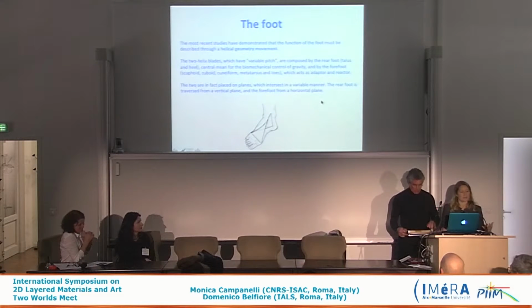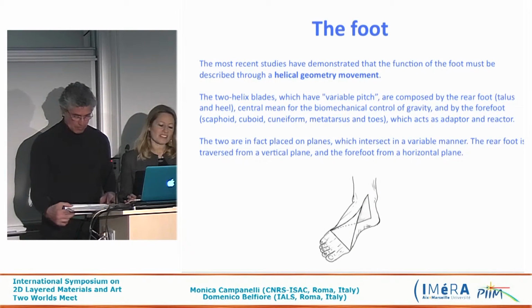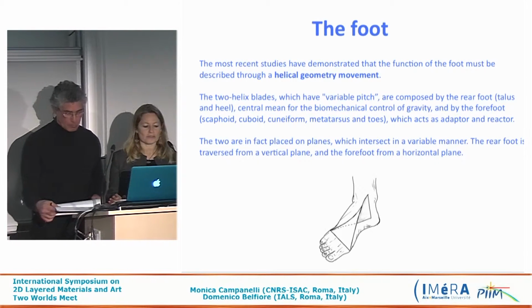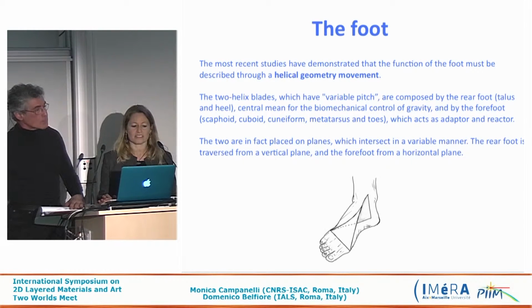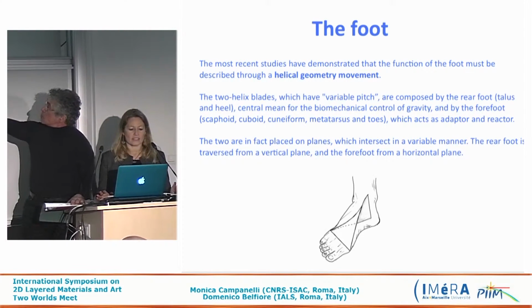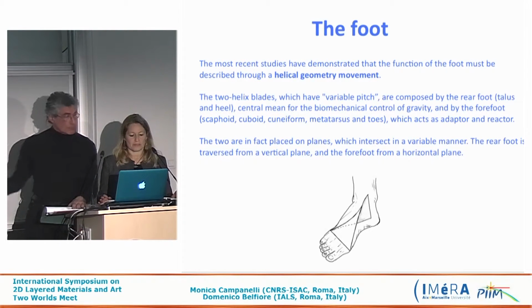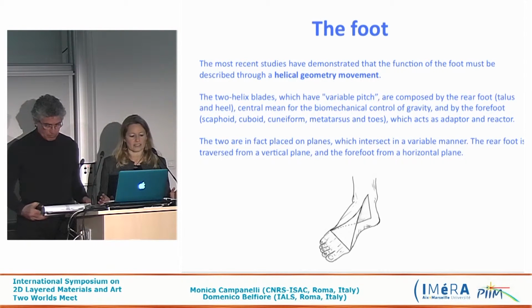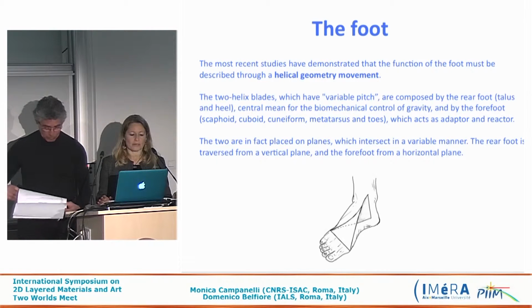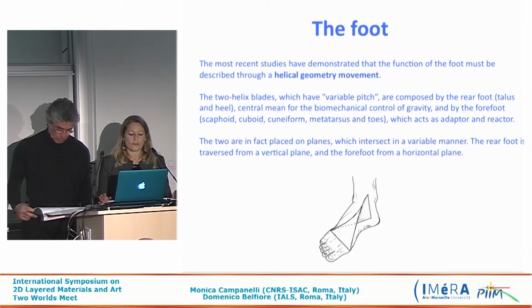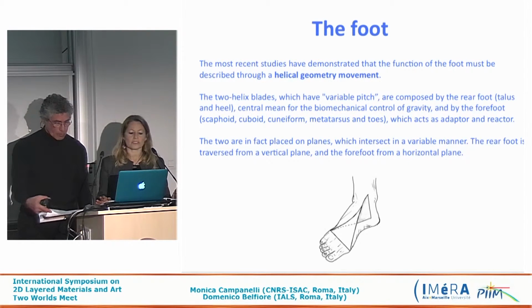Now, another important part for ballet is the foot. The most recent studies have demonstrated that the function of the foot must be described through a helical geometrical movement. The two helix blades, which have a variable pitch, are composed by the rear foot, that is talus and heel, which is also the central mean for the biomechanical control of gravity, and the forefoot, scaphoid, cuboid, cuneiform, metatarsus and toes, which acts as adapter and reactor. The two parts are in fact placed on planes which intersect in a variable manner. The rear foot is traversed by a vertical plane and the forefoot by a horizontal plane.